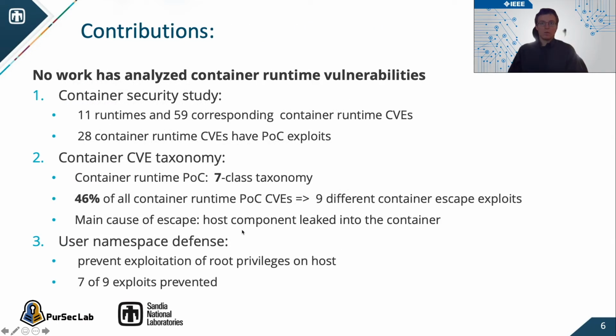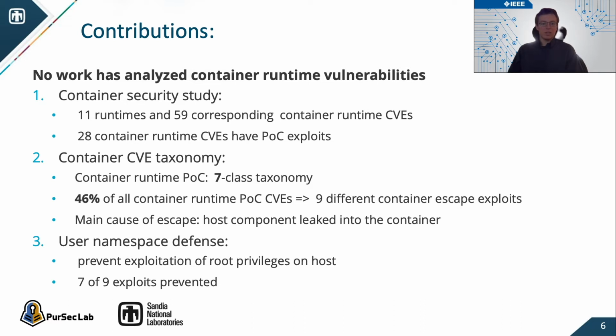And so, from our literature review, we found that no work analyzes container runtime vulnerabilities. So to fill in the missing gap, we conducted a security study to understand the impact of these vulnerabilities on the container host. From our initial data collection, we found 11 runtimes and their corresponding 59 container runtime CVEs. And because these CVE descriptions lacked key details to analyze the impact on the container host, we focused only on CVEs with proof-of-concept exploits. We found that 28 CVEs had a publicly available proof-of-concept exploit.